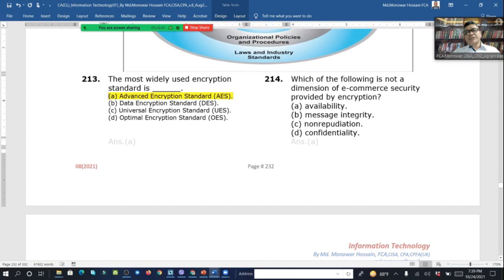Which of the following is not a dimension of e-commerce security provided by encryption? Here are 4 items: availability, message integrity, non-repudiation, confidentiality. Which of the following is not? So here the basic thing is not. Availability is not. The other 3 have to stay there. Availability is not a dimension of e-commerce security provided by encryption. Your answer is A.